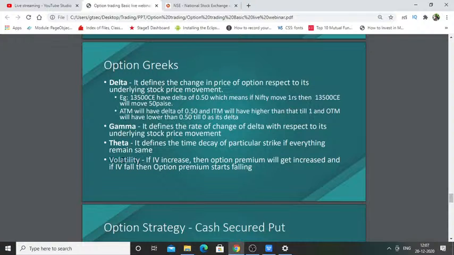And there is something called volatility, which is as per the IV, implied volatility. If IV increases, then the option premium will increase, and if IV falls, then the option premium will start moving down. Even if the underlying stock is not moving anywhere and is staying flat or constant, if there is an increase in volatility, option premiums will by default start increasing.